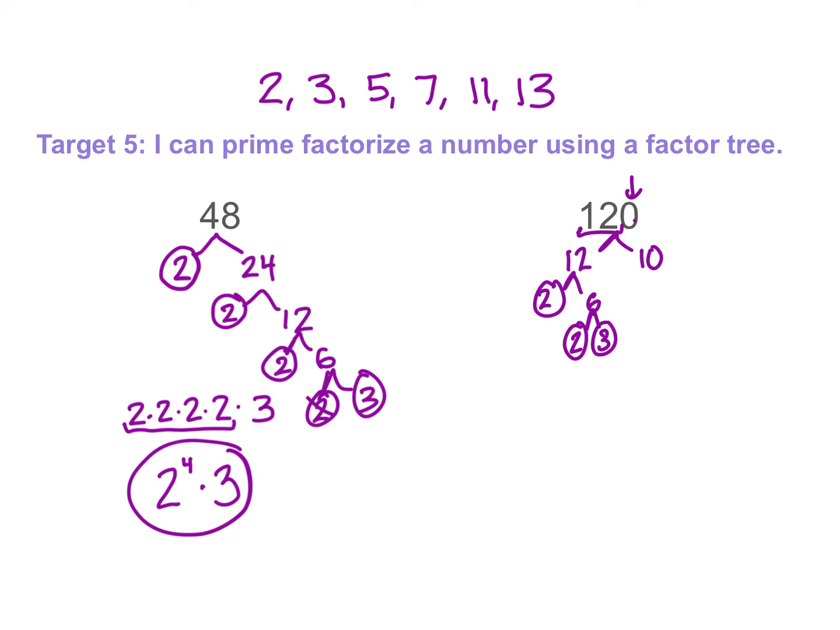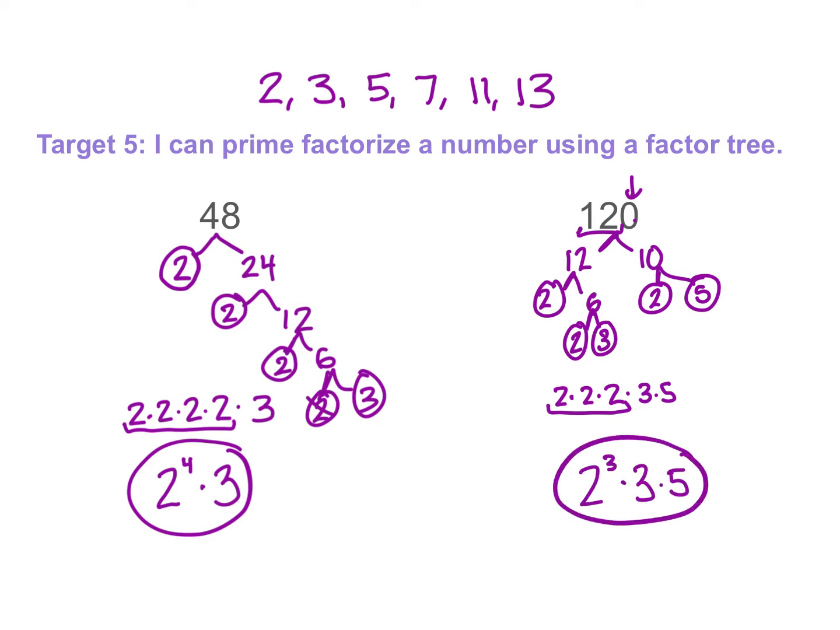All right, that side's done, but I still have this 10, which is not prime. So I'm going to go on this side, 2 times 5, and 5 is prime. So now I'm done. If I count up my 2's, I've got 2 times 2 times 2 times 3 times 5. So that's my list of primes multiplied. And I've got 3 2's, so that's 2 to the 3rd power times 3 times 5. That's the prime factorization of 120.